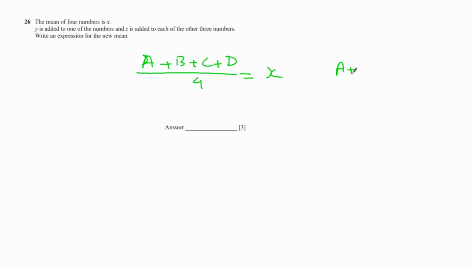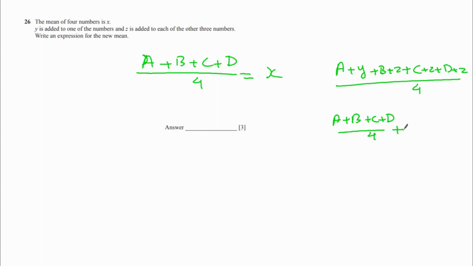So the new mean would be a plus y plus b plus z, because we are adding z to each one of the other ones, c plus z plus d plus z, and this would be divided by 4. If we separate this in here, it would be a plus b plus c plus d divided by 4, plus y plus 3z divided by 4. I'm just separating this, rearranging.